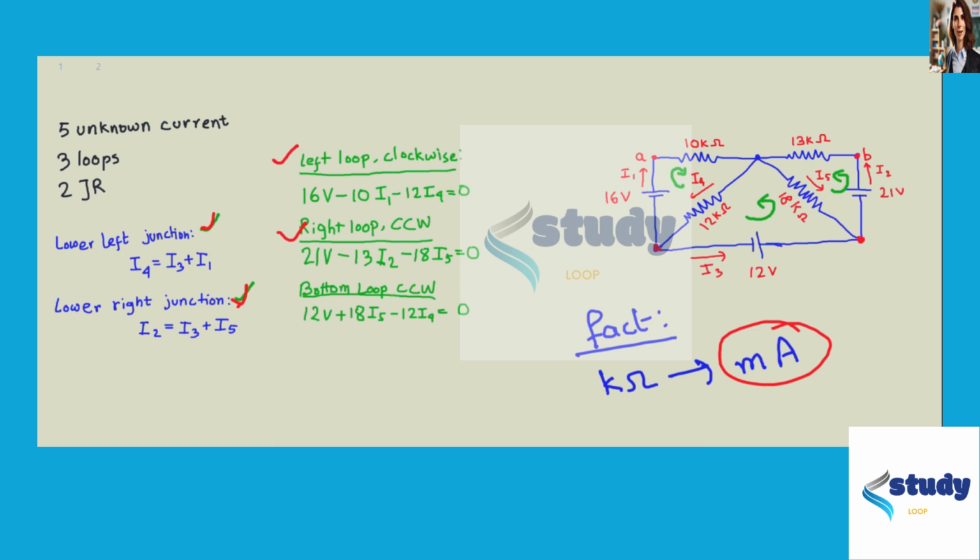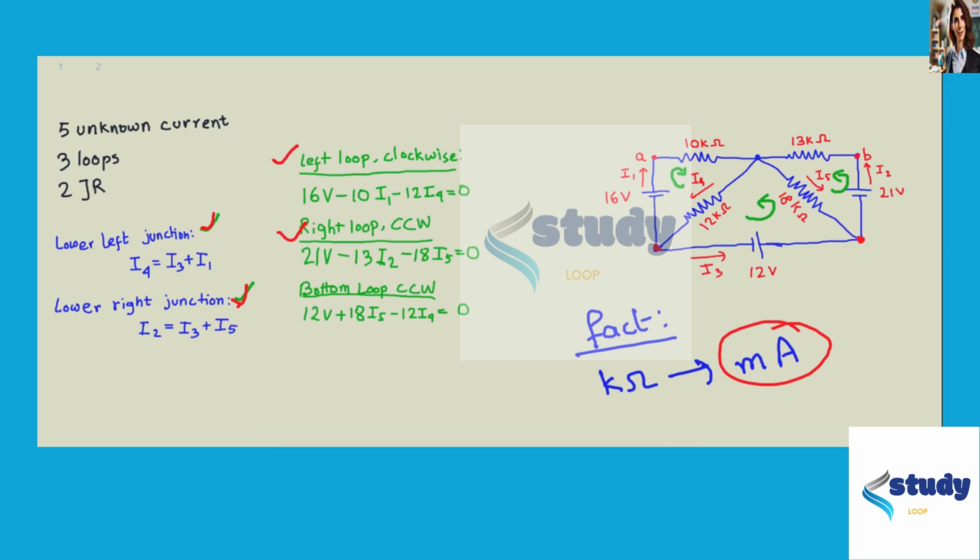Then the direction of current and the direction of the loop are the same, so we have a potential drop, and we put negative 13 I2. Similarly, we'll have negative 18 I5, because again the direction is the same.